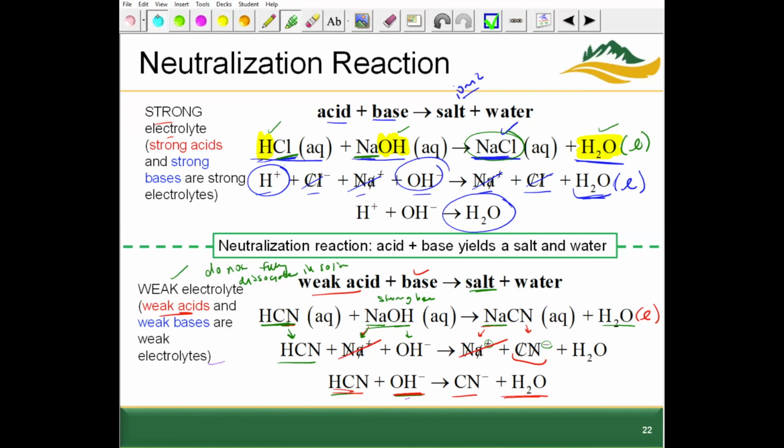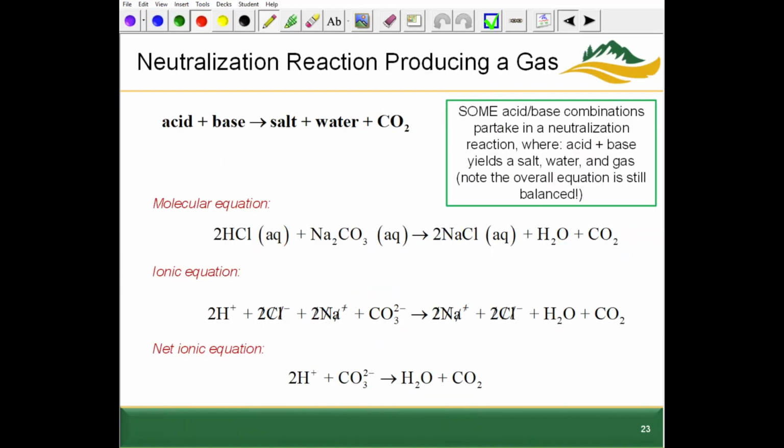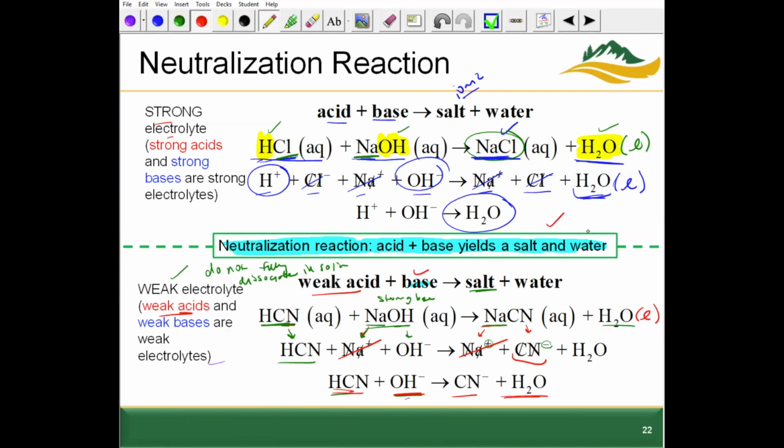The important takeaway is to note for a neutralization reaction, we're going to take an acid and a base, be it a strong acid and a strong base, or a weak acid and a strong base, or a weak base and a strong acid. These are going to yield salt and water. A weak base and a weak acid will also yield a salt and water, but the reactions get a little bit more complicated. Now, this is the general takeaway that's important, so yields a salt and water.